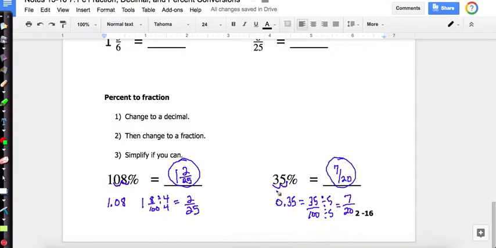Now let me point out something here. If you have 35% like this, percent's out of 100, so you could have put it 35 over 100 right away and skipped the decimal step in this case. So sometimes you can skip the decimal step. I could have skipped it here, 108 over 100, then I could have simplified that and turned it into a mixed number. So please know that you don't always have to change it to a decimal. You can change it to a fraction as well right away by putting percent over 100.